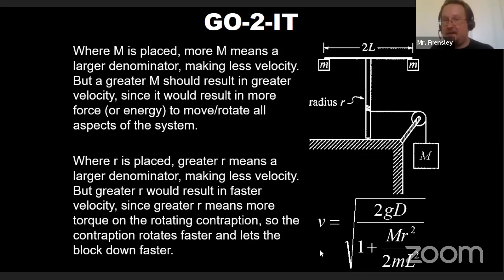But that actually doesn't make sense, because if the post were a bigger radius, then the string would apply more torque, and more torque would mean more rotation, which means the string would be let out faster and the big block would be able to fall faster. So more mass or more radius should result in faster fall speed, but the way they're placed, they would make this big denominator bigger and they would make the velocity smaller.